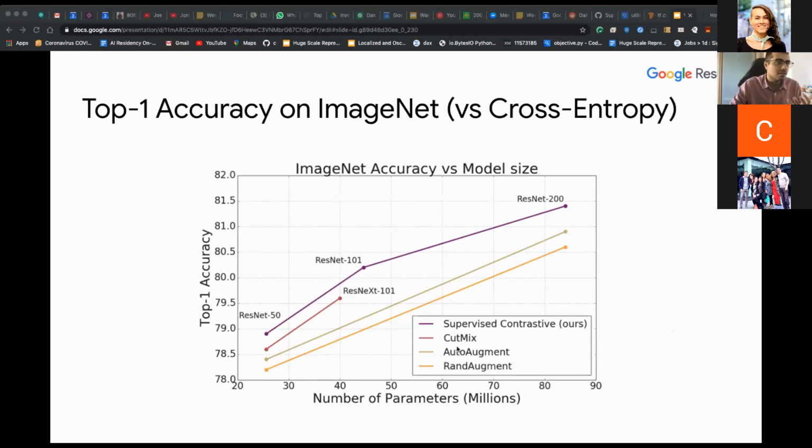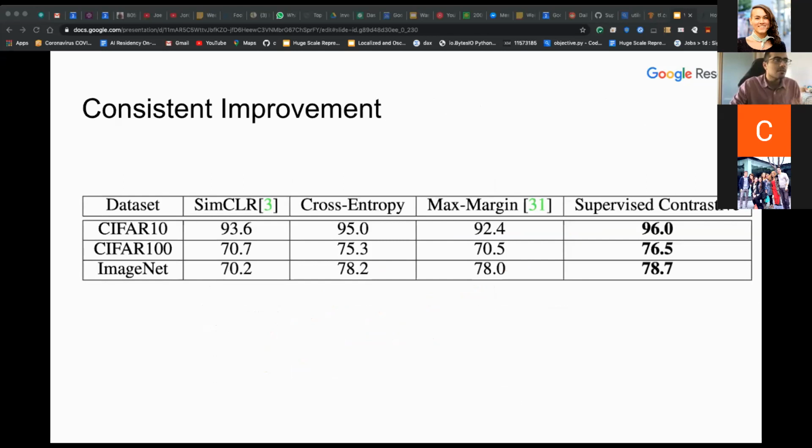CutMix here is not exactly a standard augmentation in the sense that it actually mixes samples. So it uses label information more meaningfully, but contrastive learning actually does better than that. That was interesting to me because I was surprised by that result. We see consistent improvement across models and across data sets. So we're better than SimCLR, which is unsupervised, cross entropy, which is supervised, max margin, which is also supervised, and then supervised contrastive is better than all of them for CIFAR 10, 100, and ImageNet.